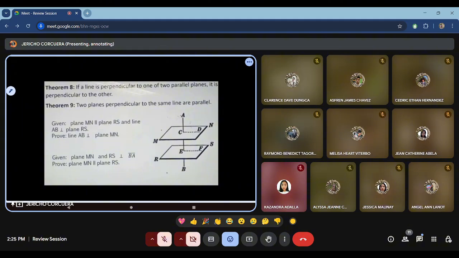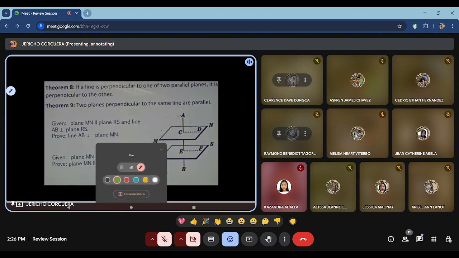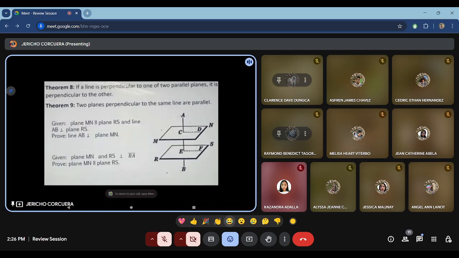And then two planes perpendicular to the same line are parallel. So we have here the common planes MN and planes RS, and planes MN and RS. They share the common line, which is line AB. So, and it is line AB is perpendicular to both planes. So we can say that plane MN and plane RS ay pinagtagpo pero di tinadhana. In short, parallel. Parallel sila. Di talaga sila meant to be, si plane MN ay hindi talaga para kay plane RS kasi parallel sila.